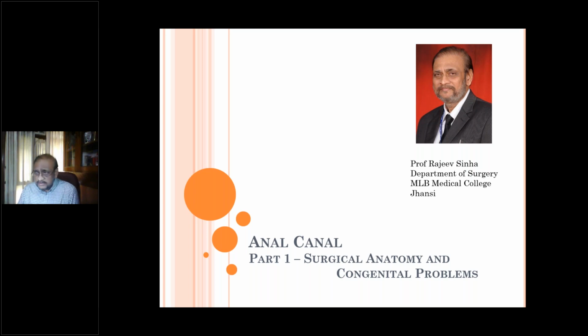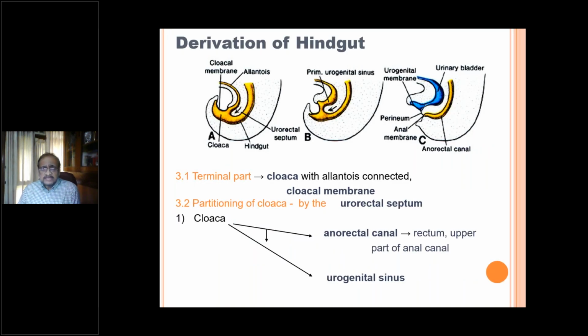Like, for example, the fissure in ano, the fistula in ano, the hemorrhoids, which make up the maximum number of patients of the OPD attendance in a surgical unit. So that's why anal canal is not a very uncommon problem. It's one of the very common presenting diseases in the surgical OPD. So let's start with the surgical anatomy of this, and we'll start with the development of the anal canal.